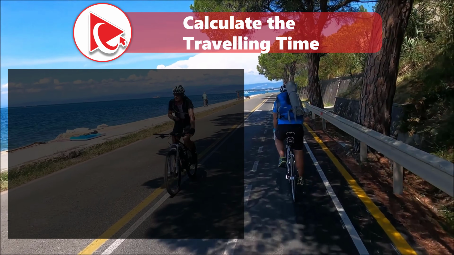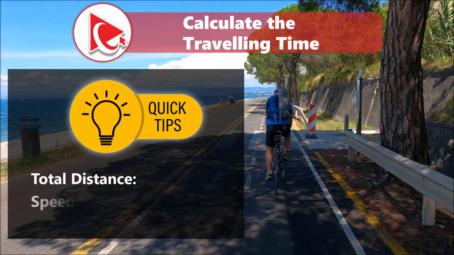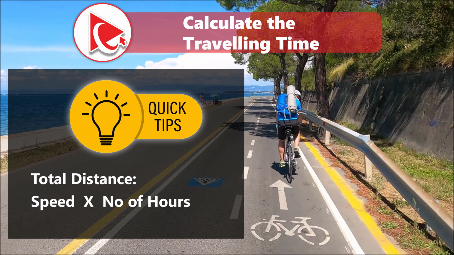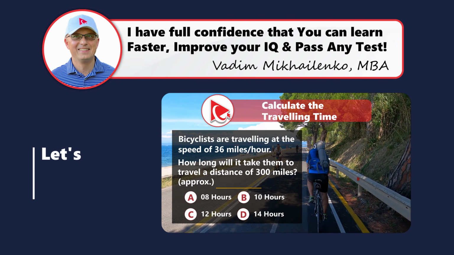Let me give you a quick hint to help you. Total distance is calculated as speed multiplied by the number of hours. I hope it was helpful because I am moving forward to share with you my version of the solution. And obviously, if you have a better way to solve it, please make sure to post in comments.